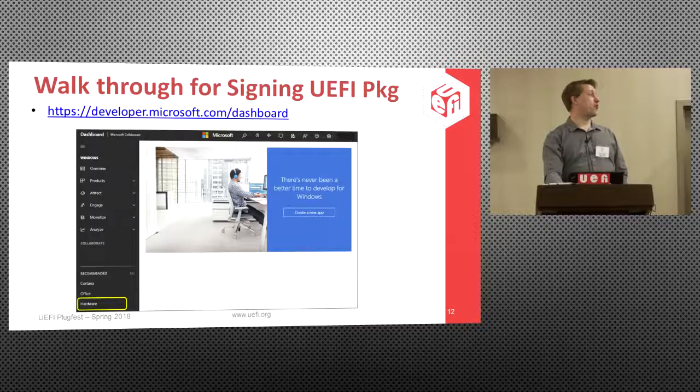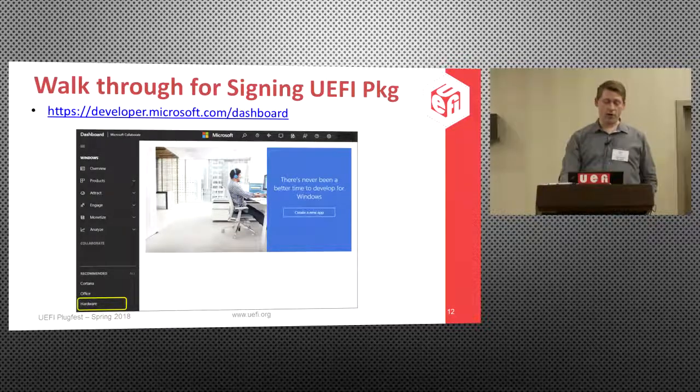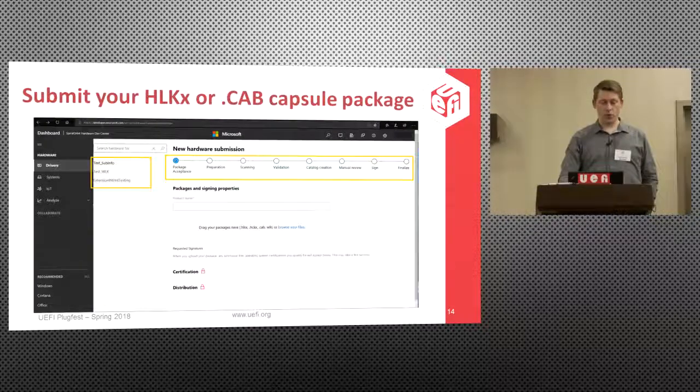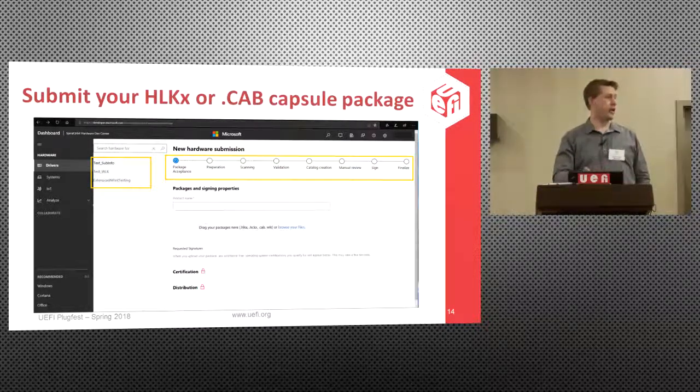So you have to get a hardware dev center account. Once you have one, you'll go to the hardware dashboard. Once in there, you will click submit a new hardware. And this is where the fun comes. This is where you're going to drop your HLKX package that has the tested firmware update capsule, or you're going to drop your cab file that is just the INF and the bin. You don't have to include your cat file in that.